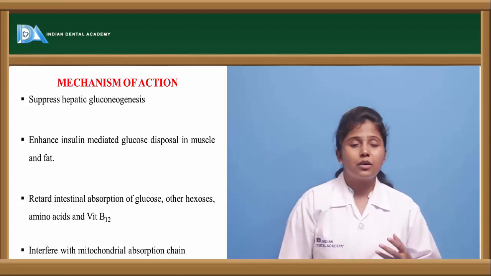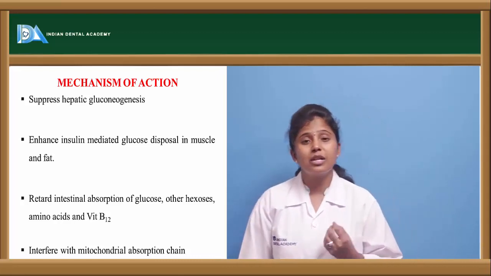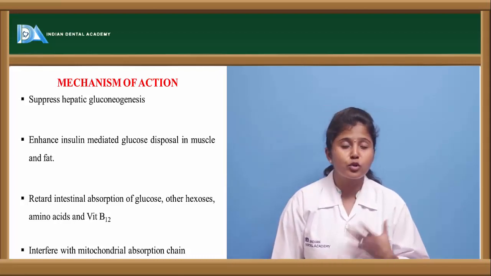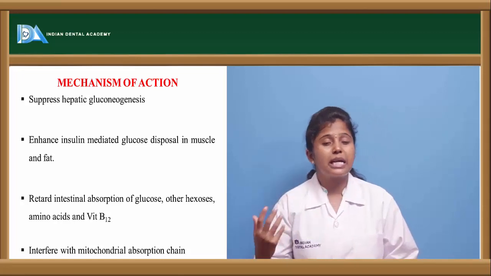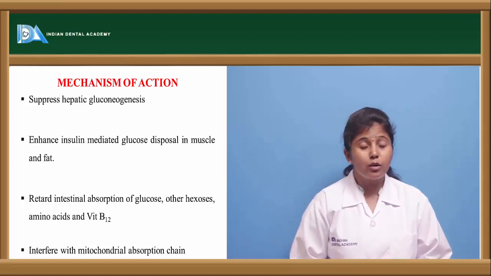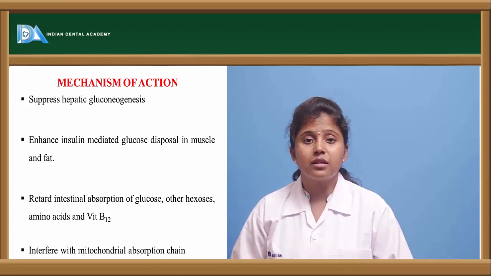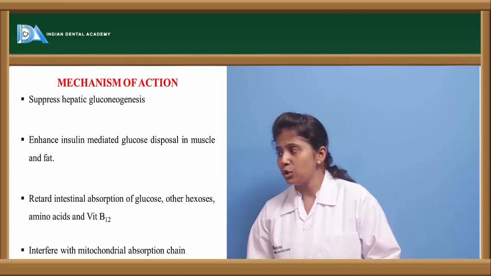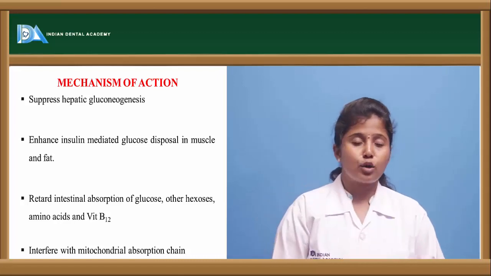And what else does metformin do? It retards, or we can say it impairs, the absorption of glucose. So metformin won't allow the glucose to get absorbed from the intestine. Not only glucose, it won't even allow the absorption of other amino acids, vitamin B12 and hexoses, and it interferes with the mitochondrial respiratory chain.